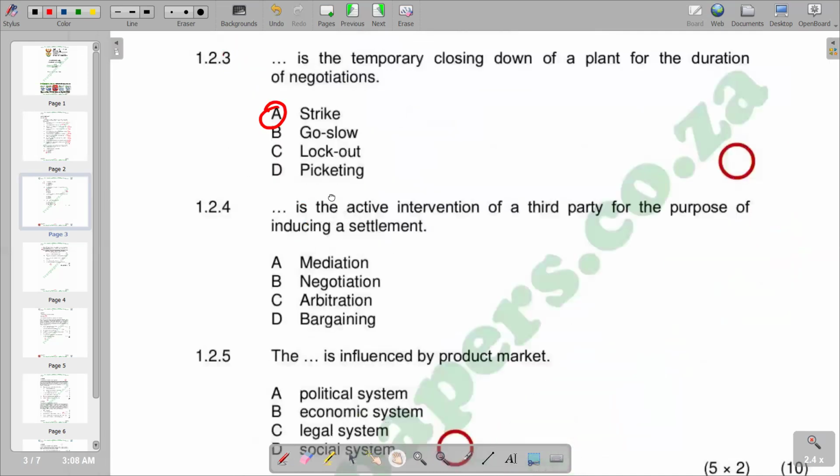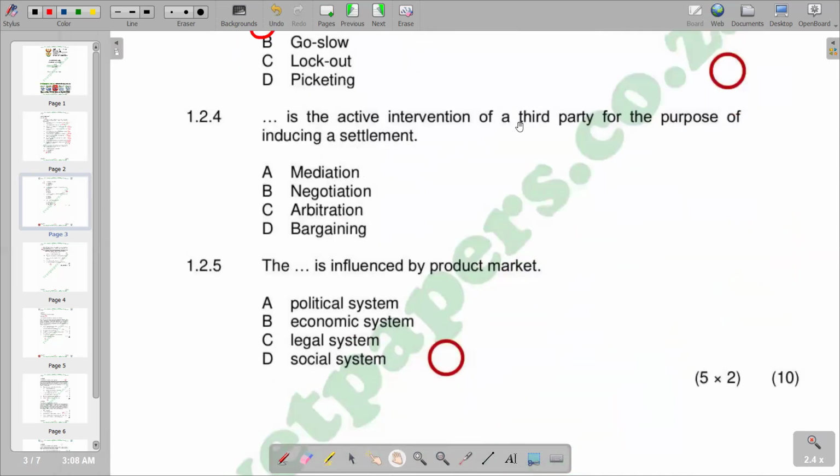1.2.4. Dash is the active intervention of a third party for the purpose of introducing a settlement. We have got mediation, negotiation, arbitration, and bargaining. So the correct response that we have is arbitration.